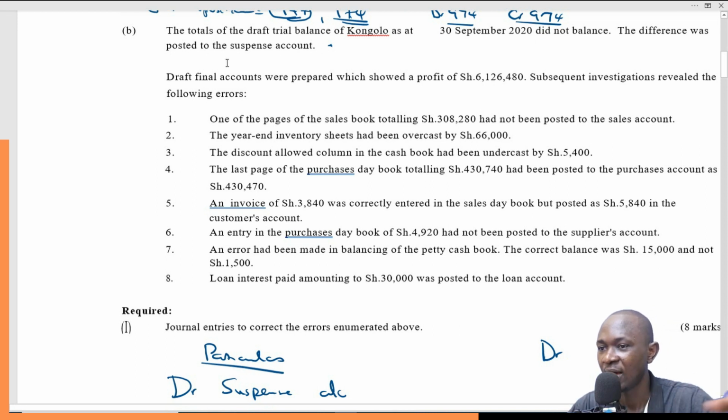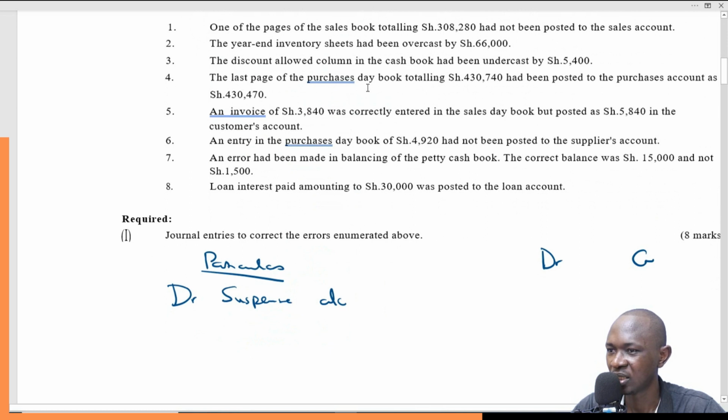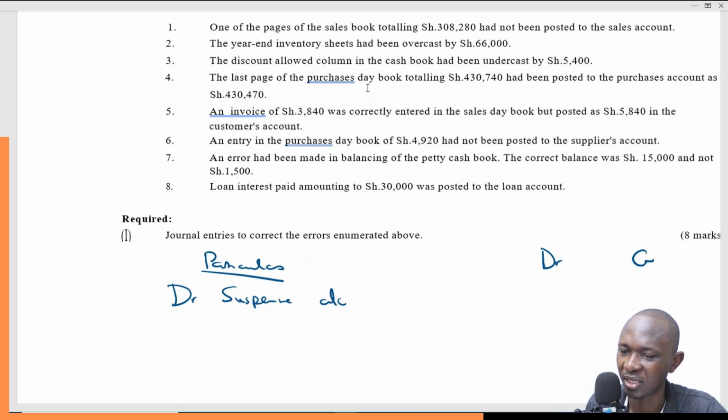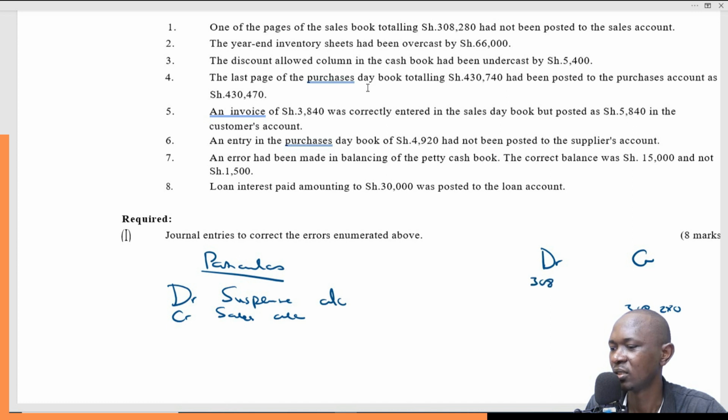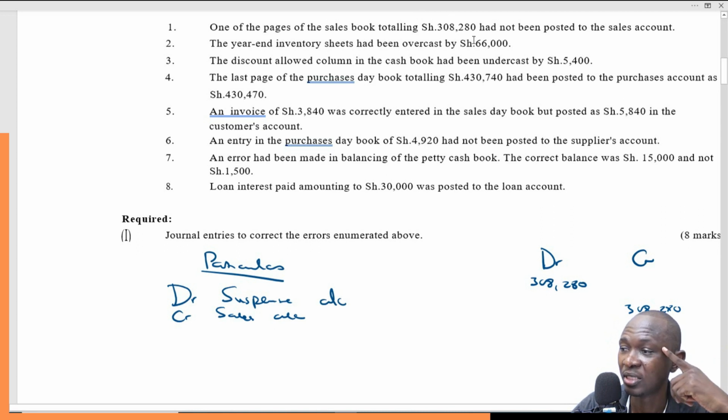The suspense account here has not balanced, so the explanation is on the suspense account. We debit the suspense account and then we do the right thing, which is posting this transaction to the credit side of the sales account. How much? 308,280. One of the pages of the sales book totaling 308,280 had not been posted to the sales account. We simply post it.